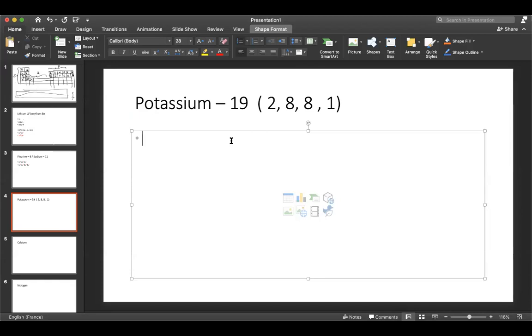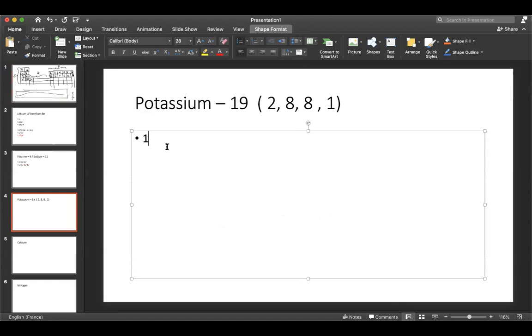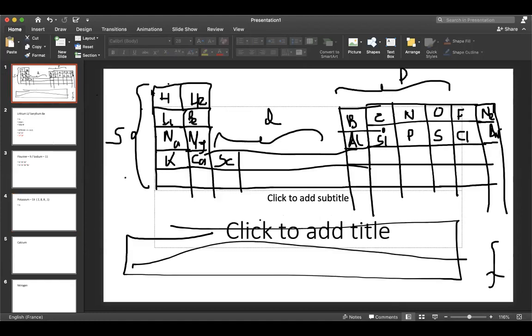Yes. So we understand that potassium is found in period number 1, 2, 3, 4. We have 1s, that is for period number 1. For number 2, we have the s and the p.